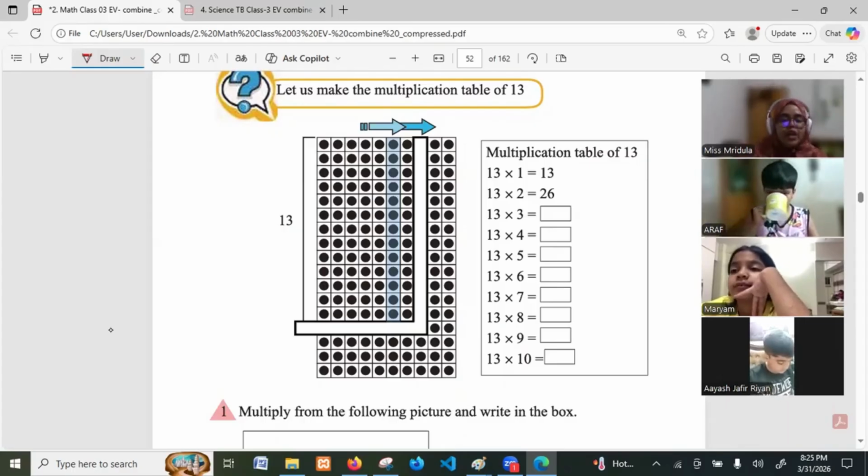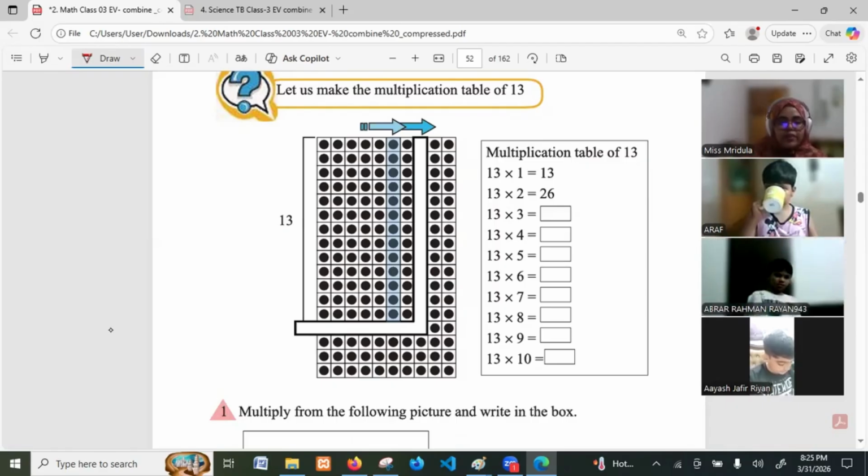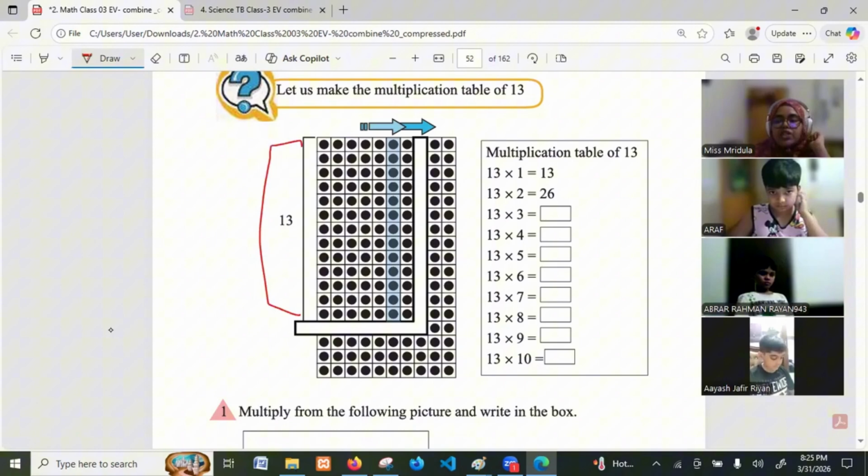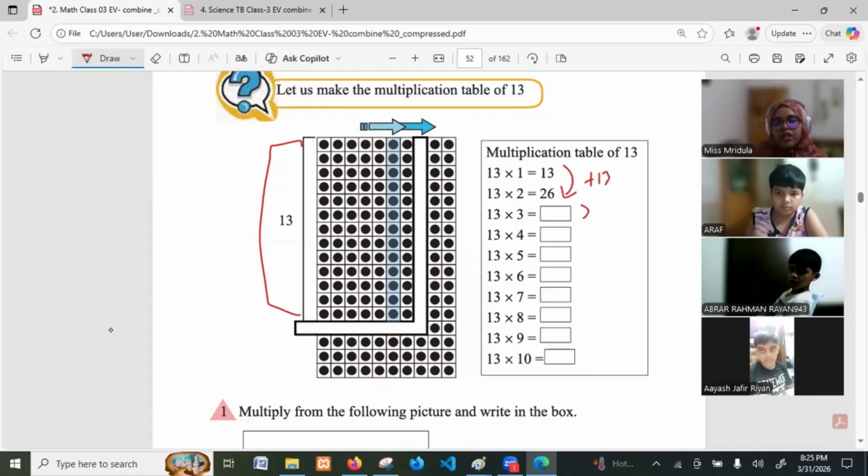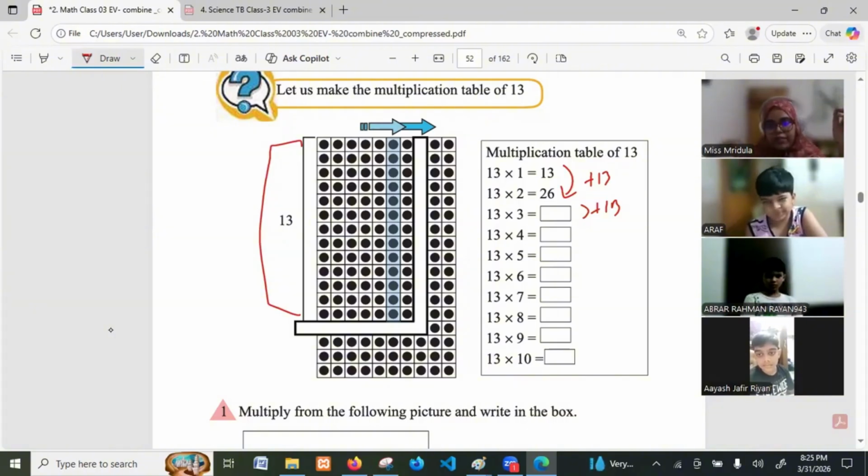You can see in one column, each of them has 13. Let's count: 1, 2, 3, 4, 5, 6, 7, 8, 9, 10, 11, 12, 13. They have also put that there are 13, and each and every time 13 is being added, right? So 13 times 1 was 13, 13 times 2 is 26, then 13 times 3 will be 13 more added to it, right? In this way we just add 13 each time, and we will get our answer. But if you already know the multiplications, you don't have to add all the time, right?